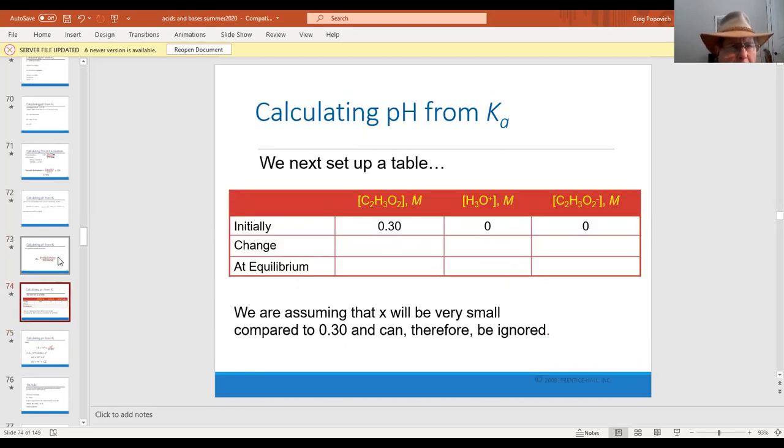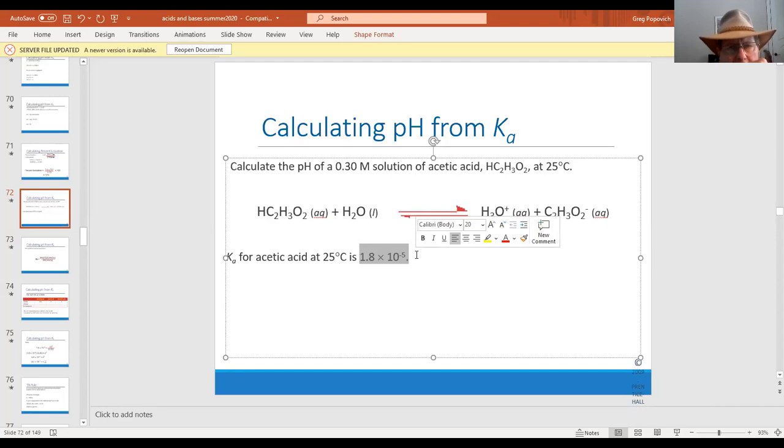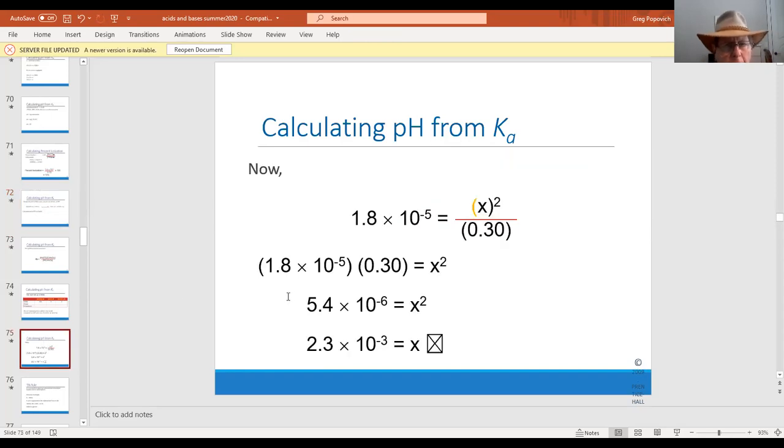Now, my Ka value was a very small number. Can I assume that X is equal to 0 when I'm subtracting it from the 0.30, Manuel? Are you talking about the X is small approximation? Yes, I am. Yeah, it's a small number, so it wouldn't affect the accuracy.